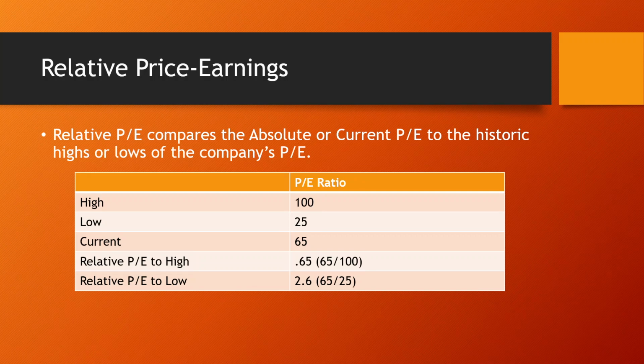So you can see that the relative PE to the highest point that it's been in 10 years is 0.65 or 65%, which means that the current PE ratio is 65% of the highest point that the PE ratio has been in 10 years. And then you can compare it to the low. So you can see here that 65 divided by 25 is 2.6. So the current PE ratio is 160% more than the lowest point at which the company has had its PE. So that's really the difference between the two.